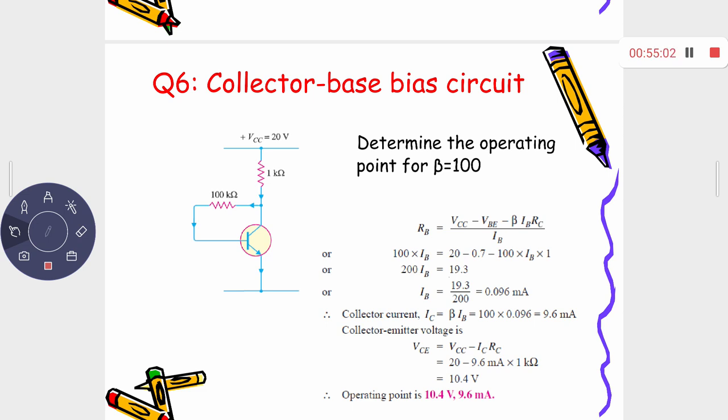Anyway, for this circuit you have to find out the operating point. It's an operating point, so you have to find out the IC value and VCE value. You apply KVL. What is this current? This current is the base current IB. And this current, you can call it IC.